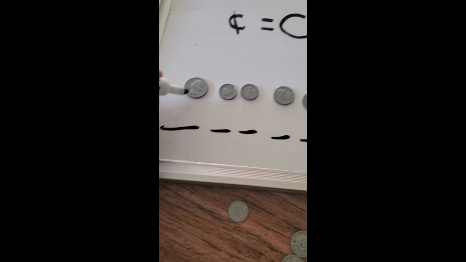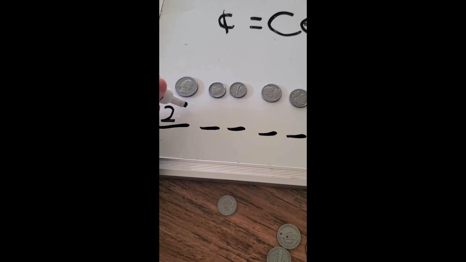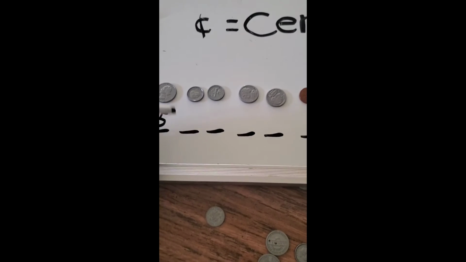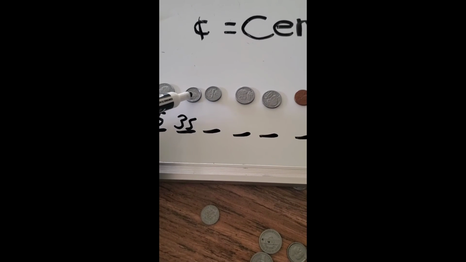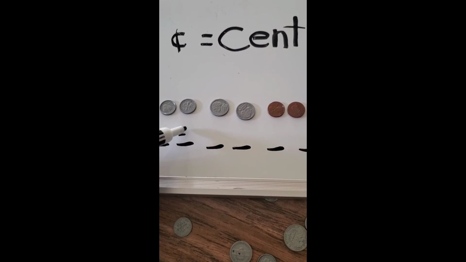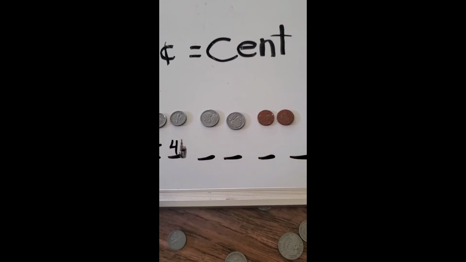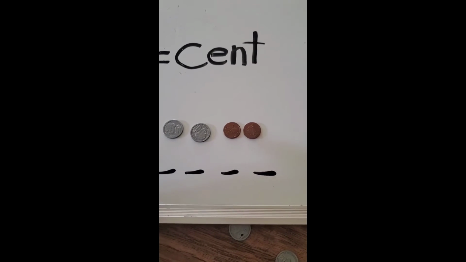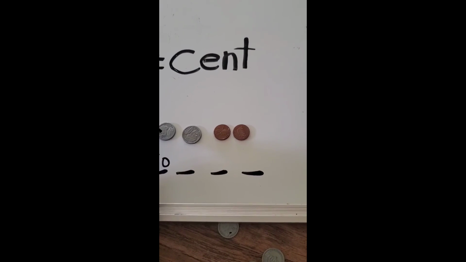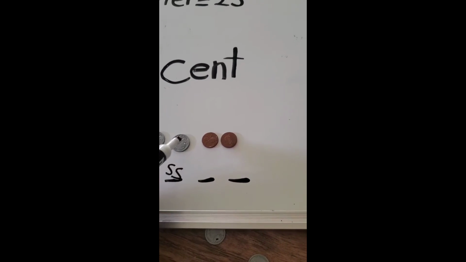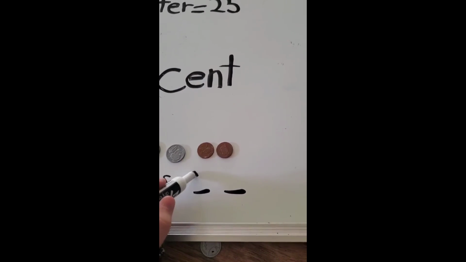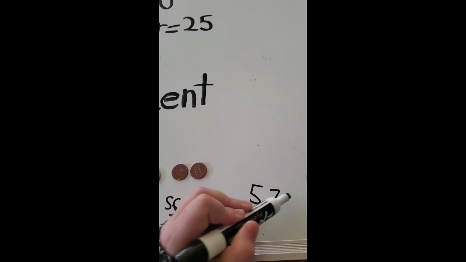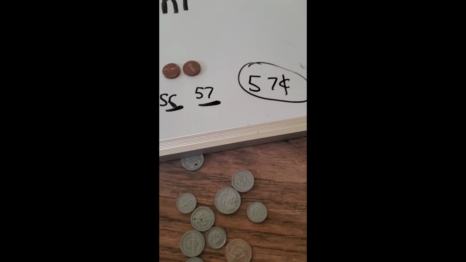All right, so the quarter is 25. And now I have to add 10. 25 plus 10 is 35. 35 plus 10 is 45. Now we have to count by fives. 45 plus 5 is 50. 50 plus 5 is 55. 55 plus 1 is 56. 56 plus 1 is 57. 57 cents. There it is right there.